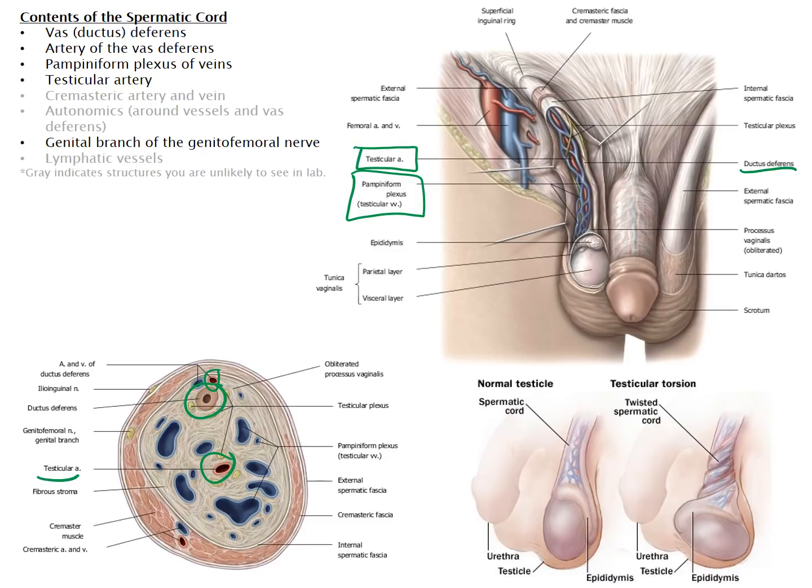These next structures that are grayed out are really small, so I doubt that you'll be able to find these in lab, but nonetheless, they are contained within the spermatic cord. These structures include the cremasteric artery and the autonomics to the region, so there are sympathetics going down to the spermatic cord and coursing within the cord itself for the vasculature. Autonomics are not only needed for the vessels, but also needed for the vas deferens. These autonomics are generally referred to as the testicular nerve plexus. There is also a genital branch of the genitofemoral nerve, which is innervating the cremaster muscle. And lastly, there are very tiny lymphatic vessels that help to drain the region of the testis.